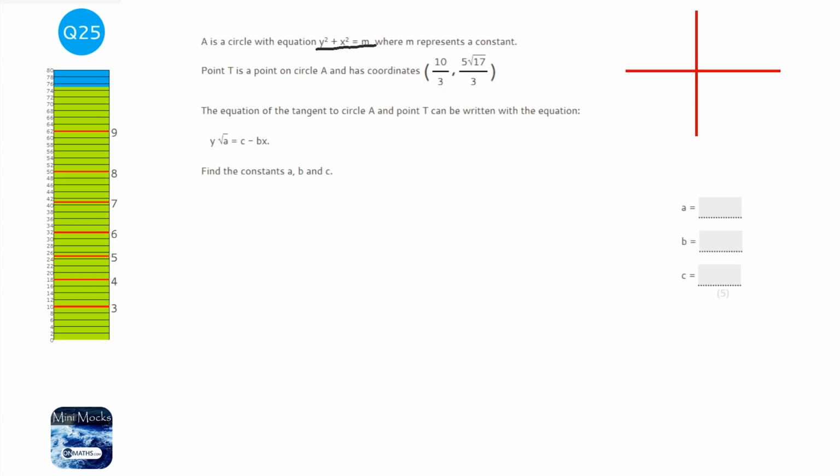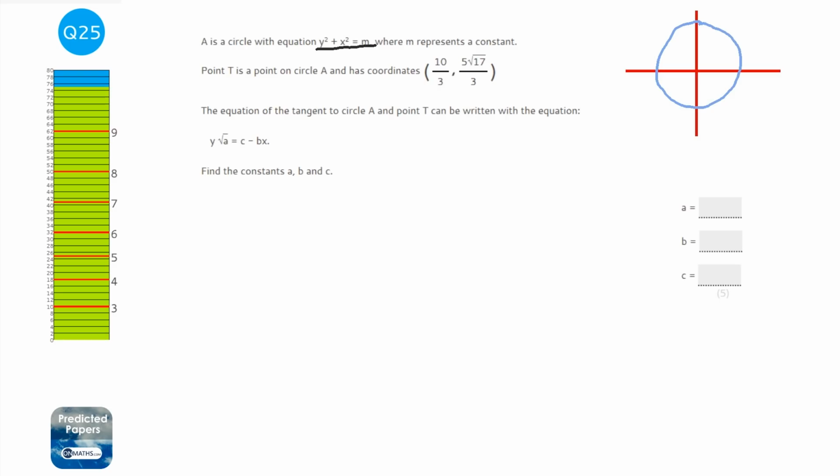Because it's y squared plus x squared equals a number, we know the centre of the circle is going to be at 0, 0. So the circle looks something like this. I am not good at drawing circles, actually that's not too bad. And that will help us later on.